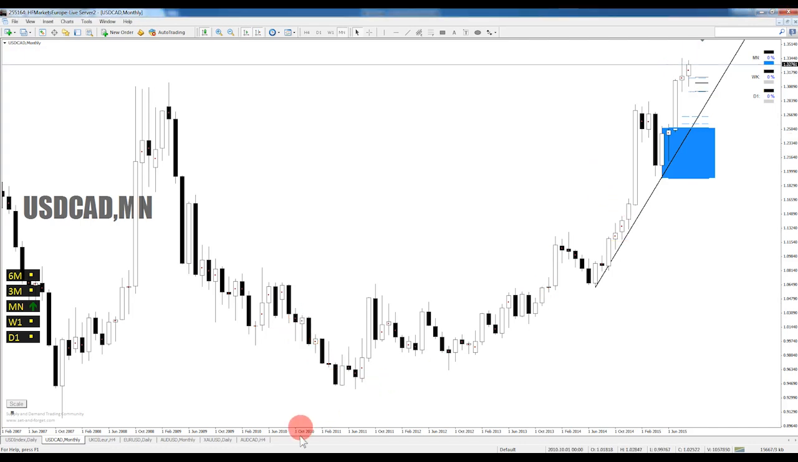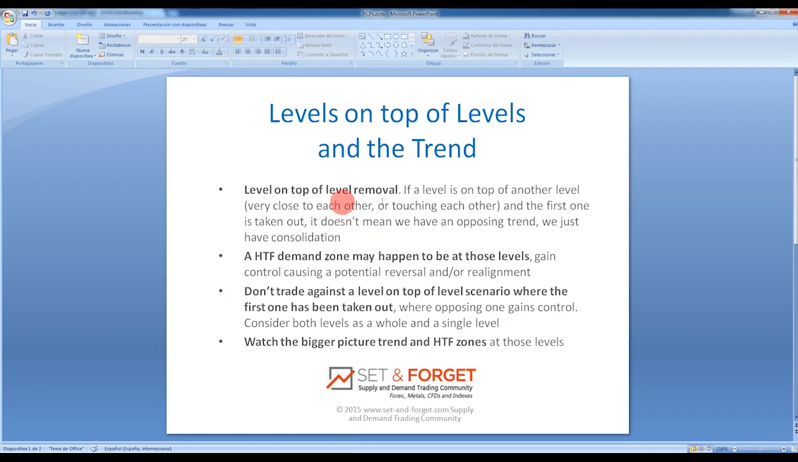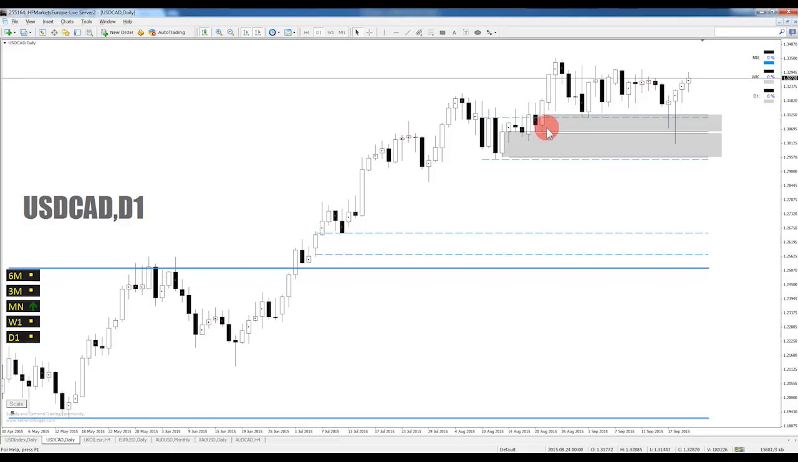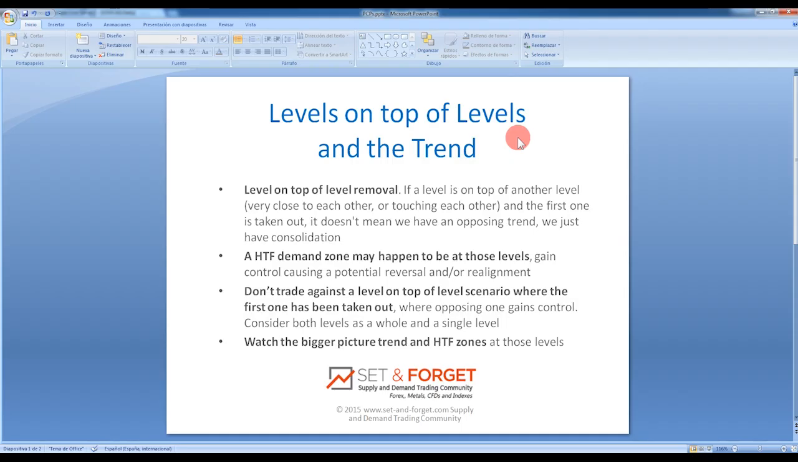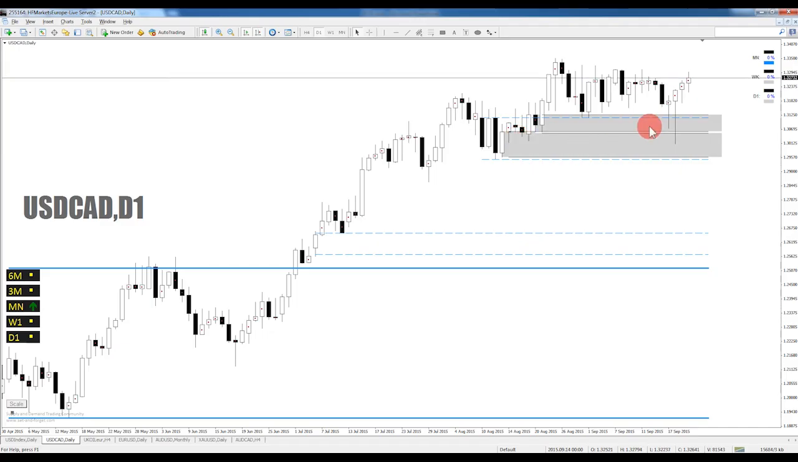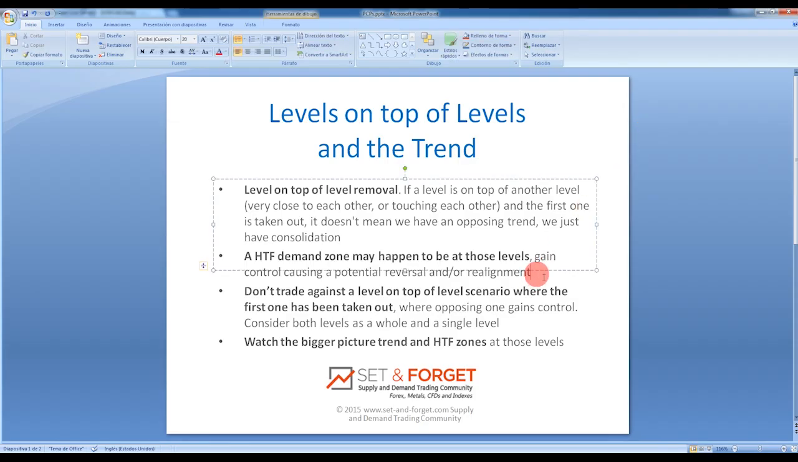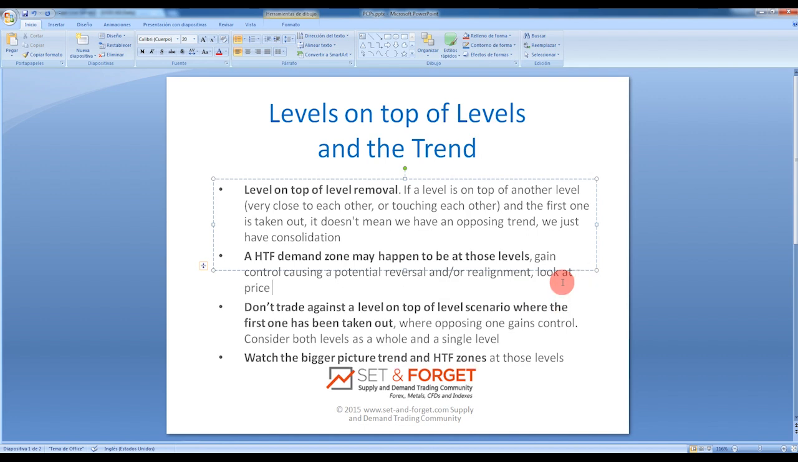What I'm trying to say is that with levels on top of each other, very close, like in this case on the daily, if the first one is taken out, it doesn't mean that we have an opposing trend. We have to analyze the high time frame demand zone or supply zone, which is at those levels, if any. In this case, there was. And then we have to look at price action as well.